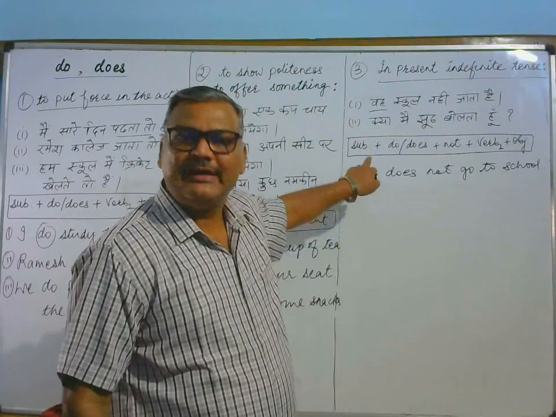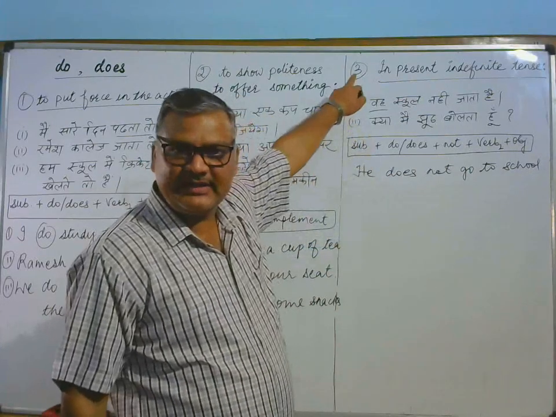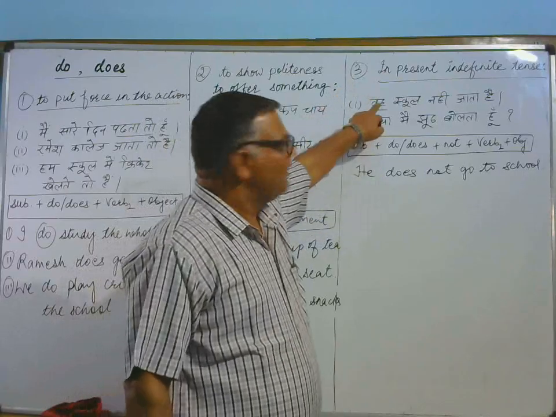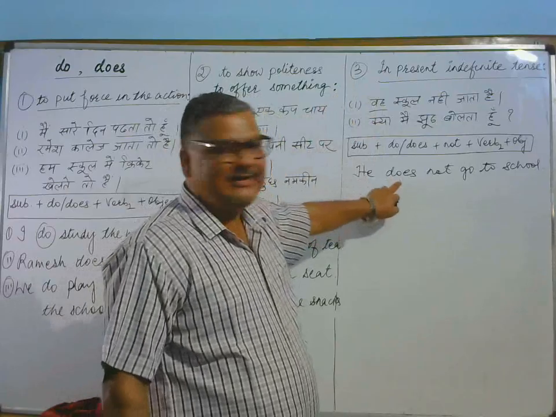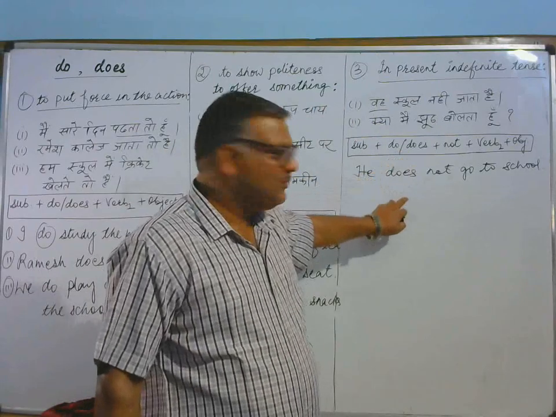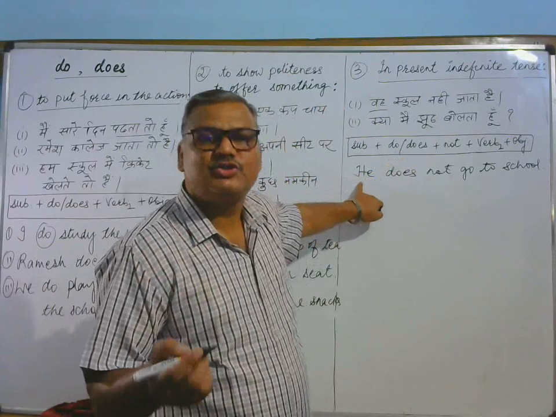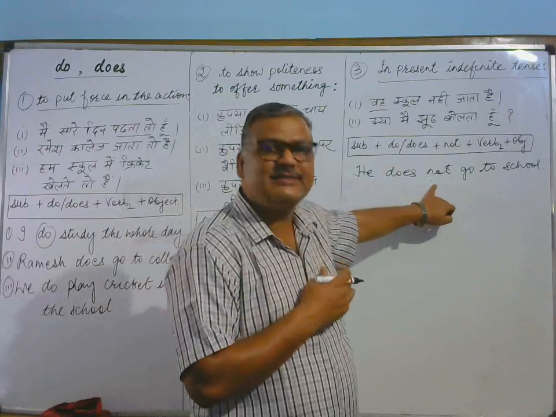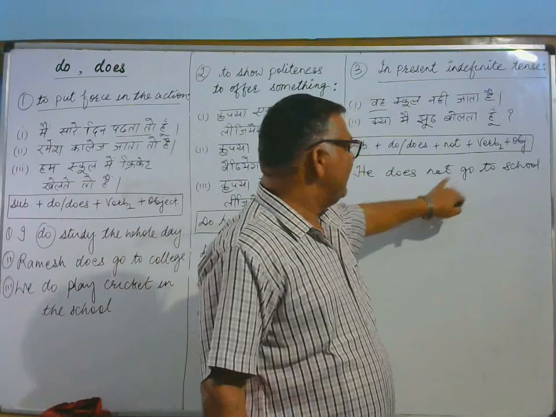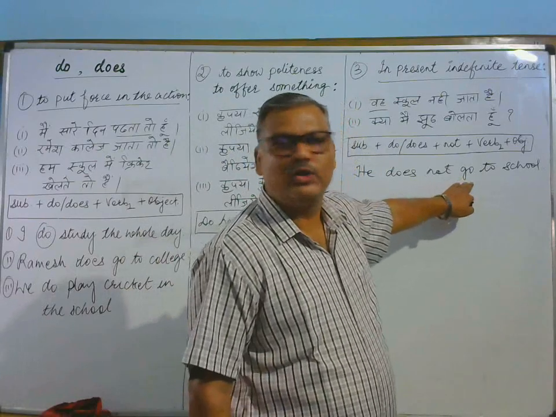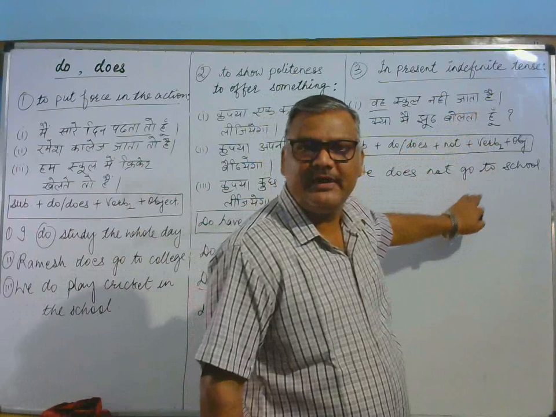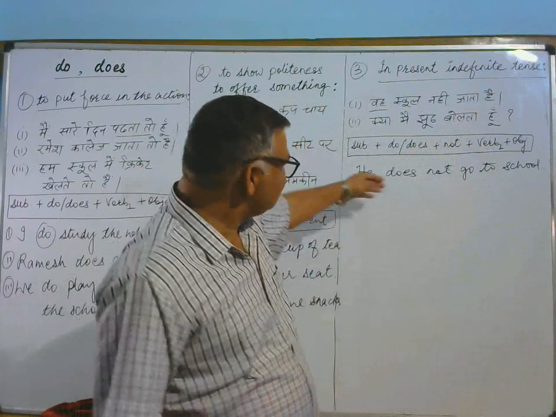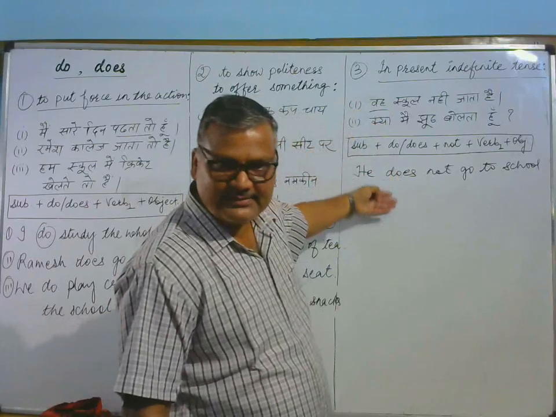First of all, in negative sentences of present indefinite tense, we use the subject. Here we have used he. Then the helping verb, do and does. Because he is singular here, does is used with singular subjects. And because this is a negative sentence, we have used not here. And then the first form of the verb, go. The action is jata, here go. And the object is school. So we can translate negative sentences in this way.